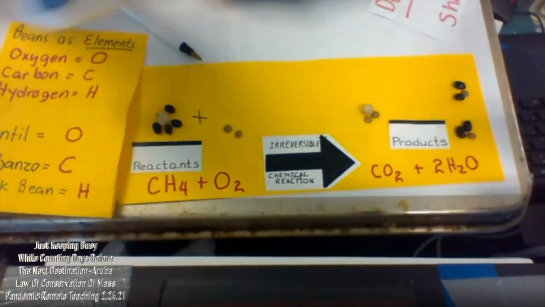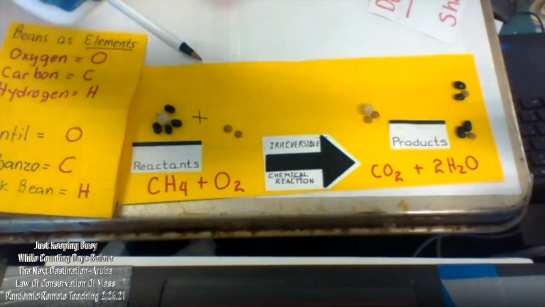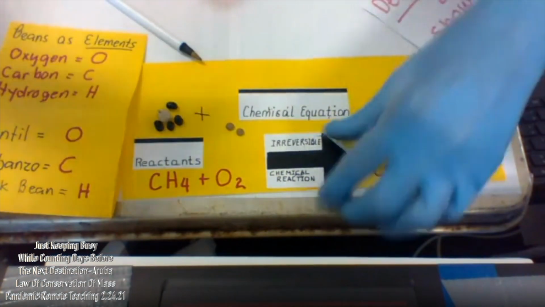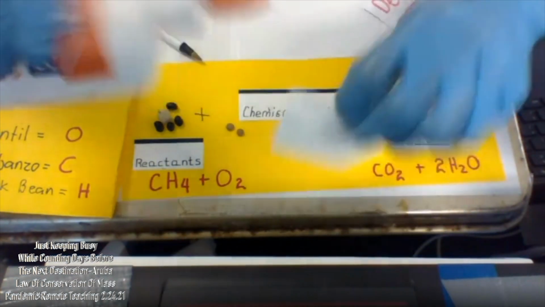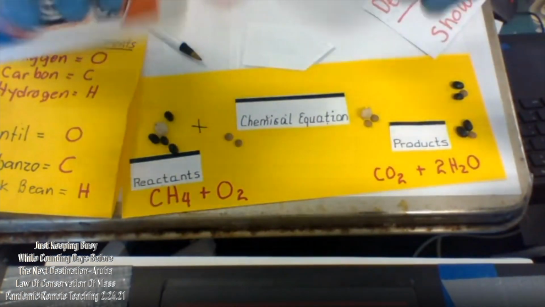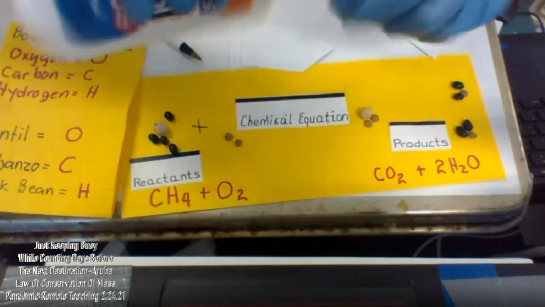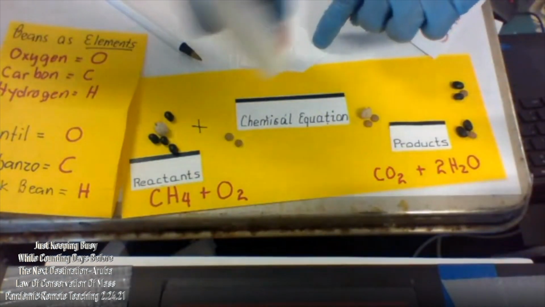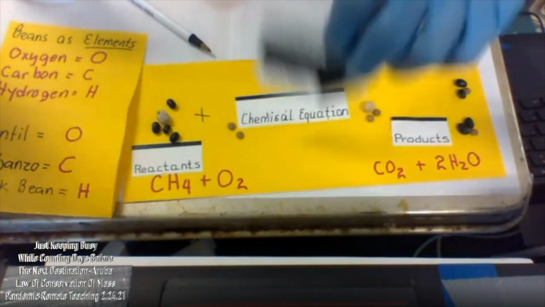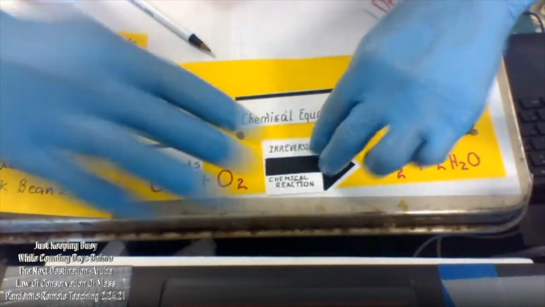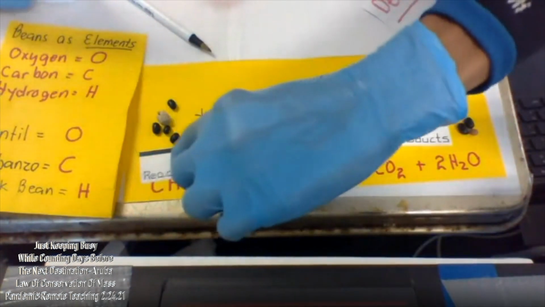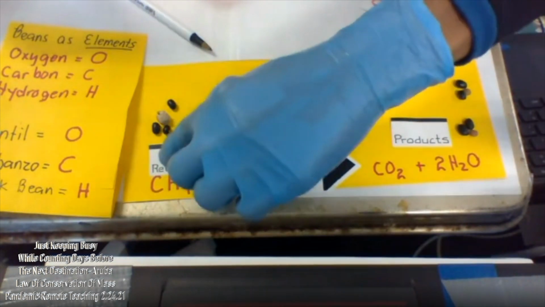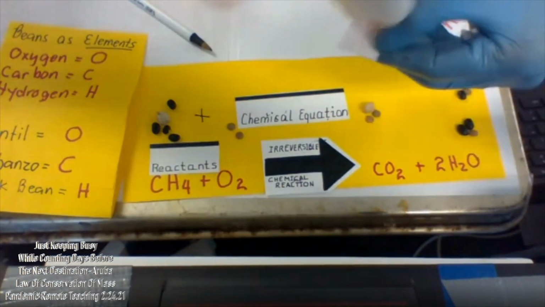So first, I will get the glue. I want to put all the pieces together, and this is my chemical equation. So first the arrow, put a small amount of glue. Hold on, it's dry. I need to clear that. There you go. Glue here, arrow, and my reactant. Glue, and my product. Glue.